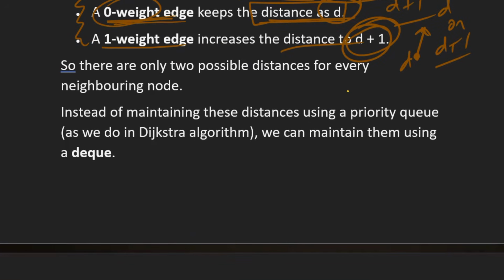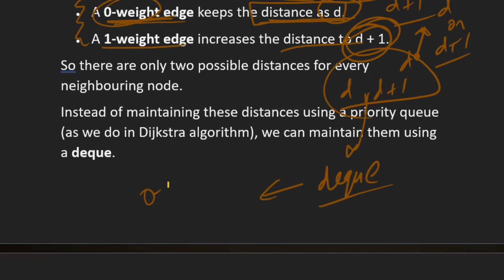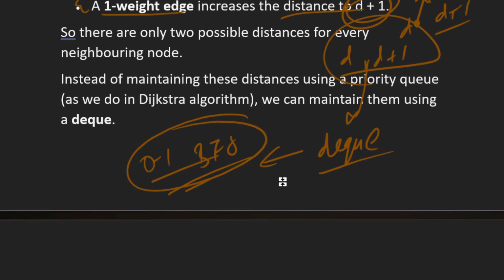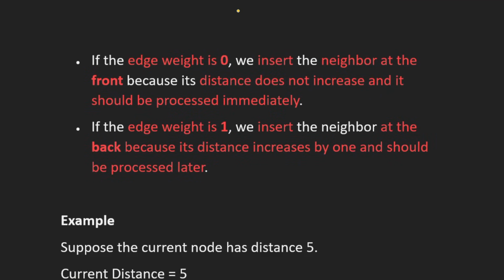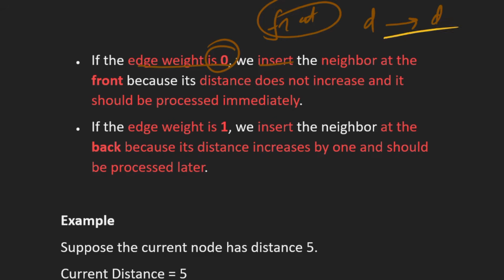So here we have only two possibilities, either d or d plus 1. So we can maintain that using a dq, right? So instead of using Dijkstra over here, we'll use the 0-1 BFS algorithm, and use a dq to maintain the distances, right? Whenever we get an edge with weight 0, we insert the neighbor at the front of the dq, because if the distance is d, it will remain d only.